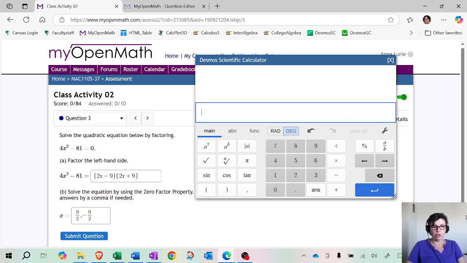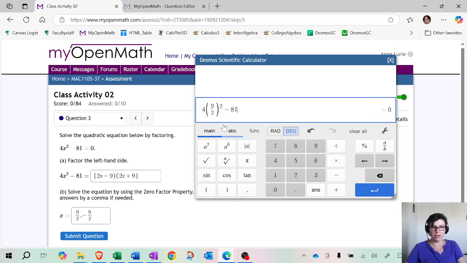Now, I also want to check that out by plugging it into the original equation. And when you plug it in, put whatever you are plugging in parentheses. So I just put the 9/2 there and I get a 0. If I put a negative 9/2, I also get a 0. So that means I got this right.